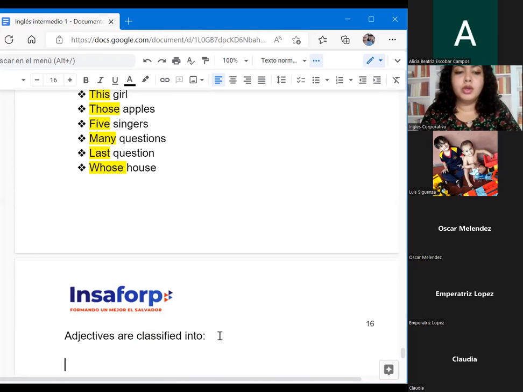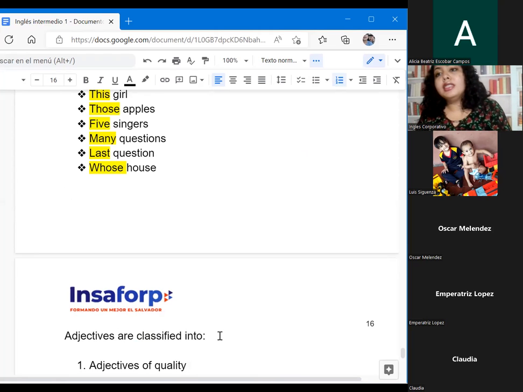We have the first group, that are adjectives of quality. These adjectives describe the noun. Also, they tell us about the quality of the person, place, or thing to which we are referring. It's talking about qualities. So it's telling us what are the qualities or the characteristics that the person has, the place or the thing. So in that case, it's still talking about quality.